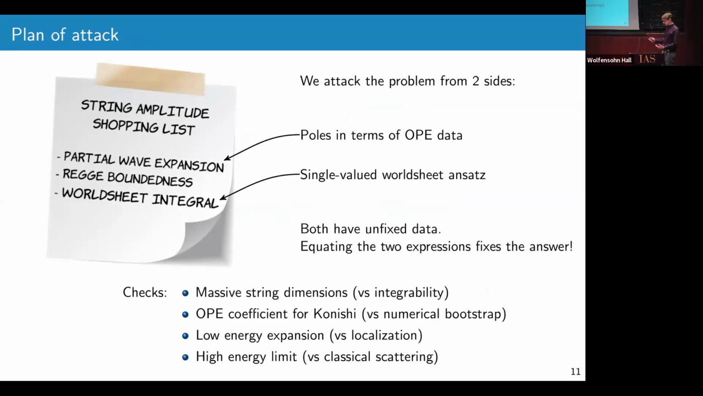To make the ansatz, we made some assumptions. Luckily, there's a lot of data available to do checks. We will compare the dimensions of massive string operators to the results from integrability. We can compare the OPE coefficients for exchange of a Konishi operator with results from the numerical conformal bootstrap. The Wilson coefficients in the low energy expansion can be compared to results from supersymmetric localization.